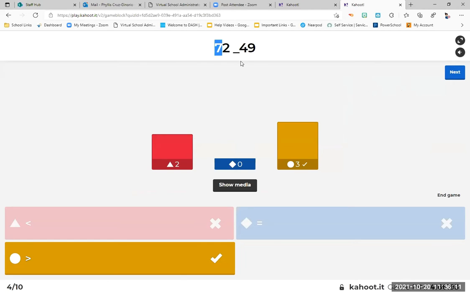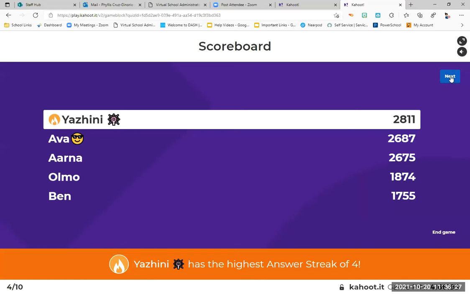And how would we read this? Can you read it with me? Unmute. 72 is greater than 49. Good work. Here we go. Next one.